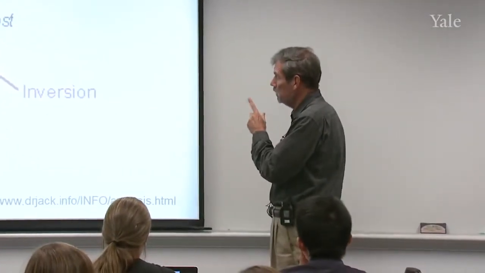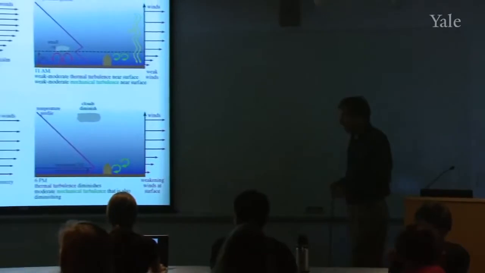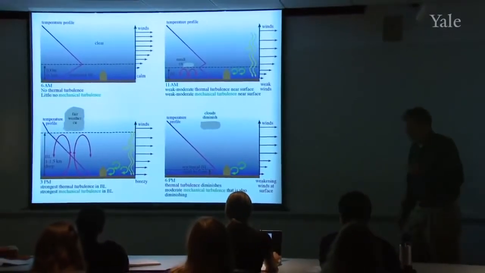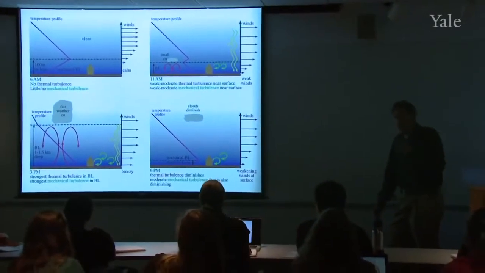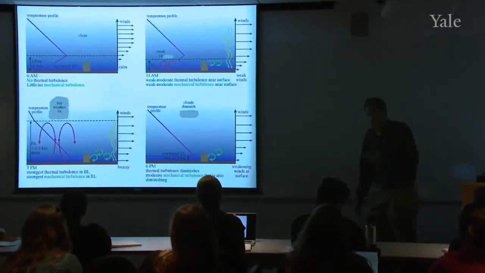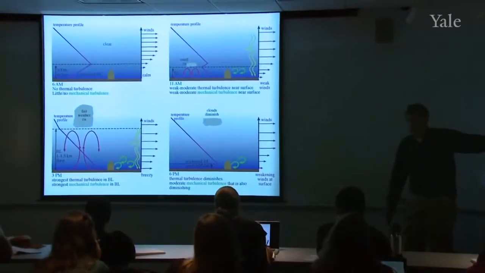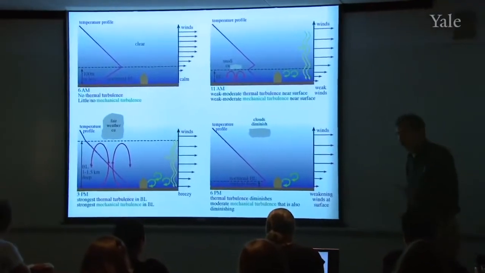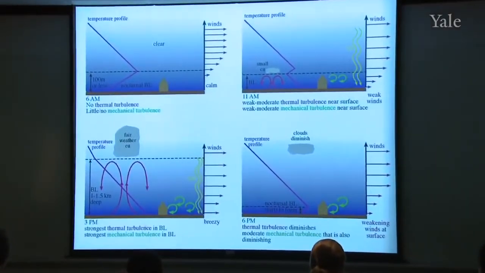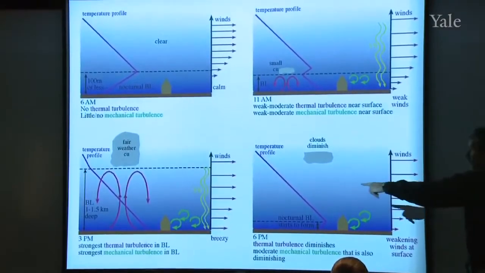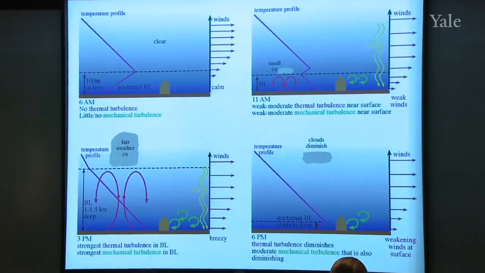Okay, now I want to apply this to some situations. And let me darken this a little bit so you can see that. I want to walk through a typical diurnal cycle, a day-night cycle. And today would be a perfect example of this. Clear sky overnight, clear sky during the day. It's going to work very much like described in these four panels.